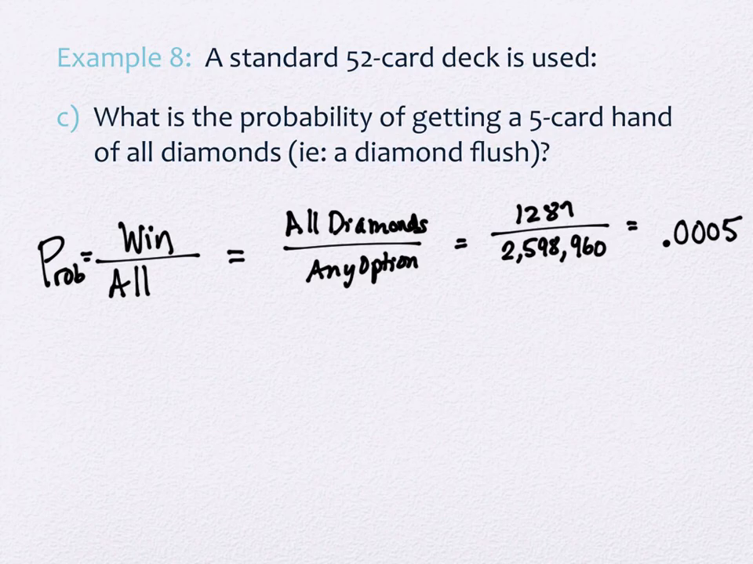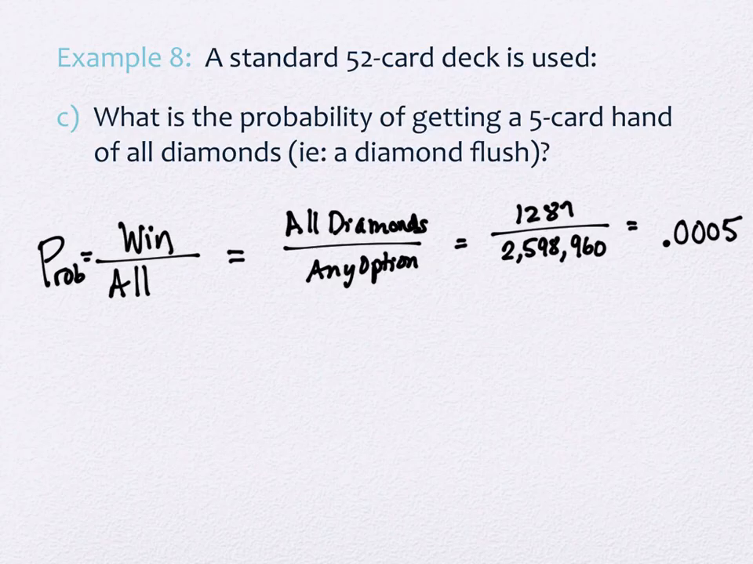Okay, 0.0005. If you want to think about, well, what is that as a percent? You could move the decimal a couple of times and you could say, okay, well, that's 0.05%. It's like never going to happen. Not never, right? But it's very uncommon. This is very difficult to pull off, getting a hand that is all diamonds.